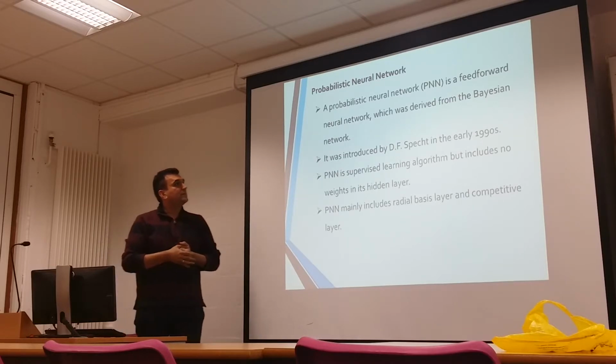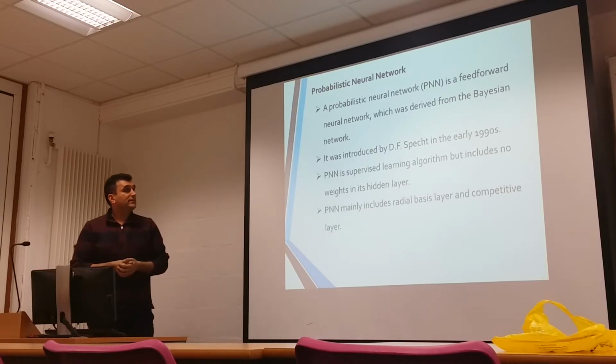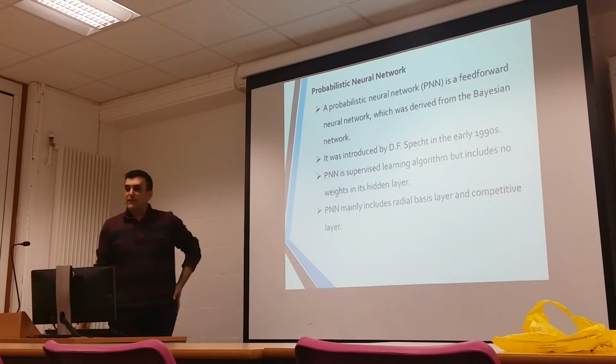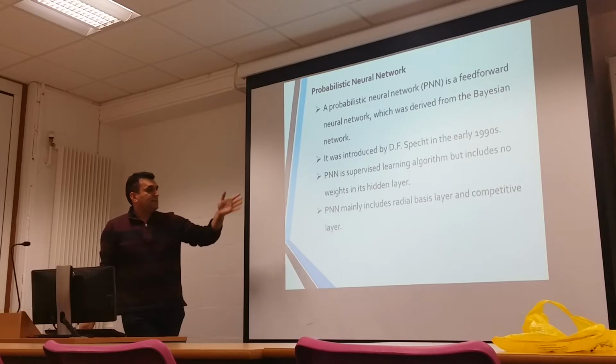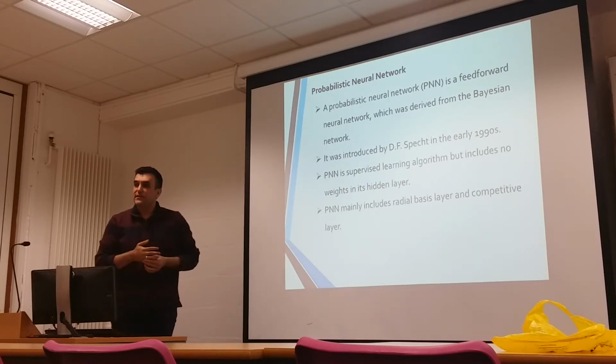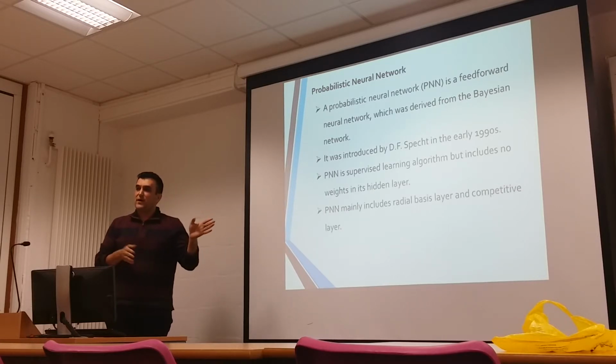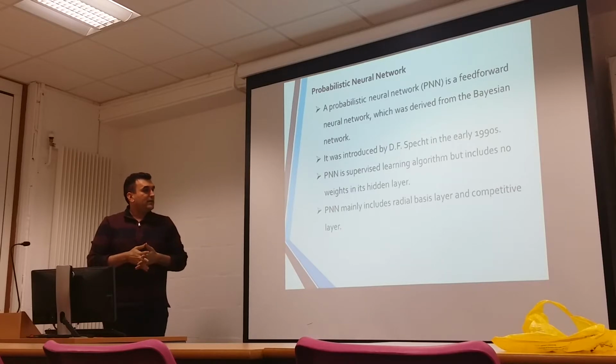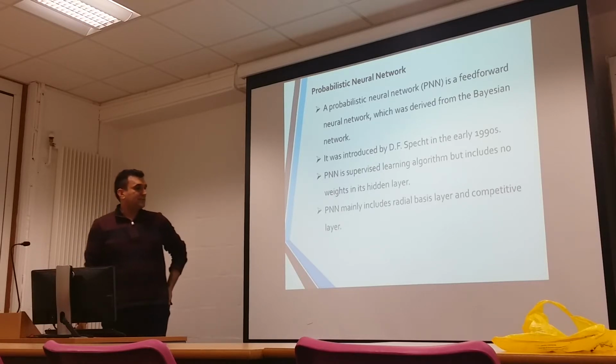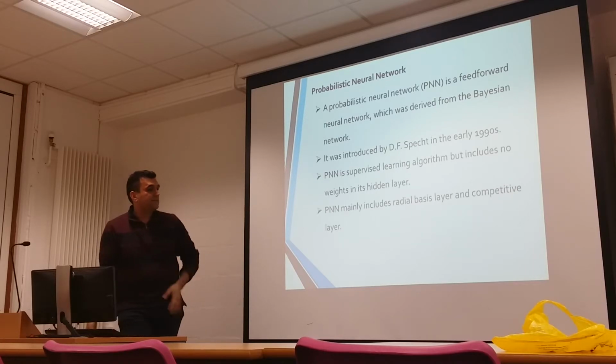For the second part of my proposed work, I used the probabilistic neural network. Probabilistic neural network is an artificial intelligence technique derived from the Bayesian network. It was introduced by Specht in the early 90s, and it's one of the supervised learning techniques. One characteristic that distinguishes the probabilistic neural network from other artificial intelligence techniques is that there is no weight in the hidden layer, while other techniques have weights in the hidden layer. But here there are training neurons, which act the same as the weights. It mainly includes the radial basis layer and the competitive layer.